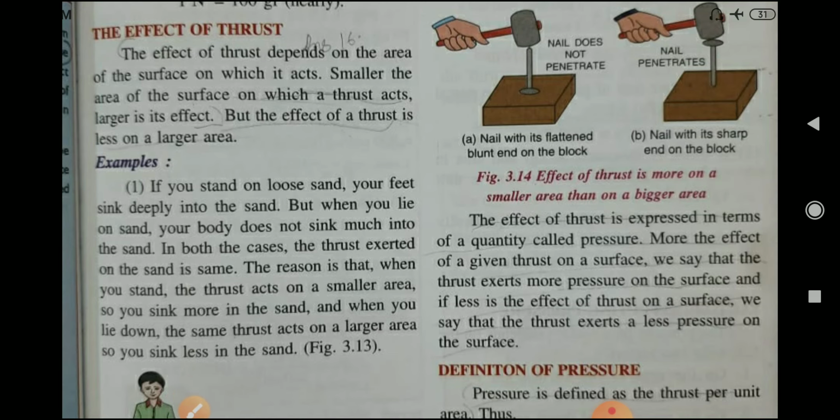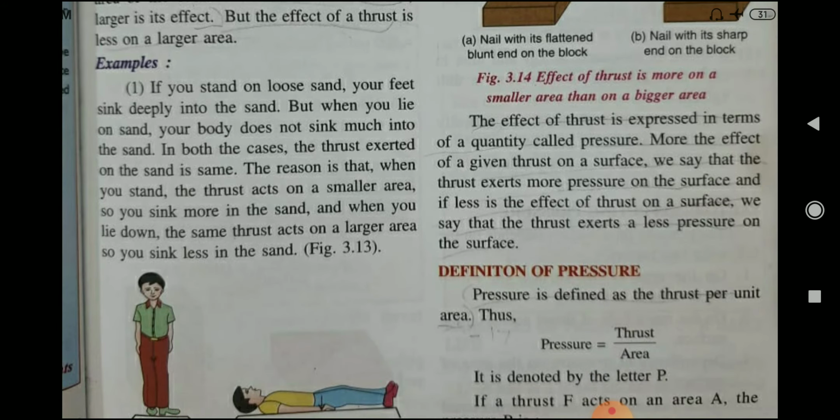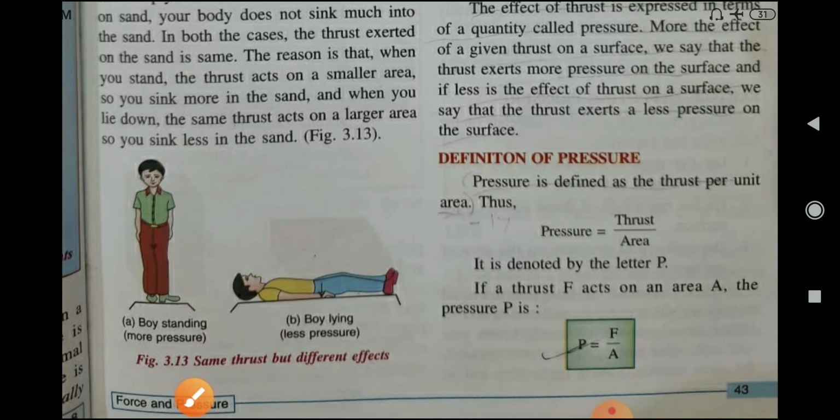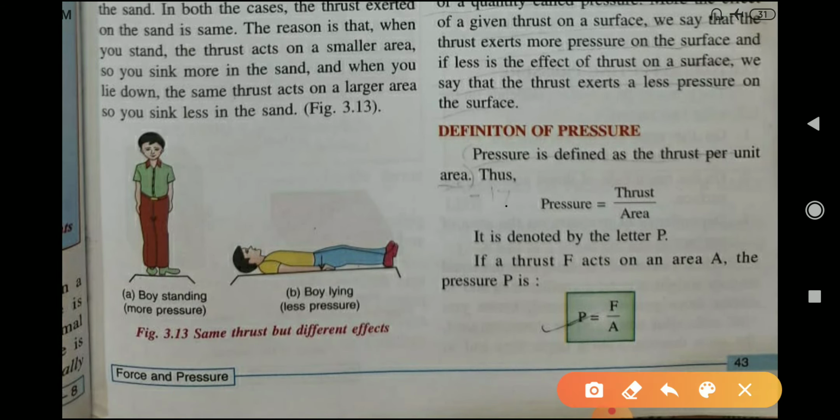Now from here, what did we understand? What is pressure? Pressure is defined as the thrust per unit area, meaning how much thrust acts per unit area is known as pressure. The formula for pressure is thrust upon area. It is denoted by the letter P. If a thrust F acts on an area A, then the pressure P is equal to F upon A, because thrust is also a type of force only.